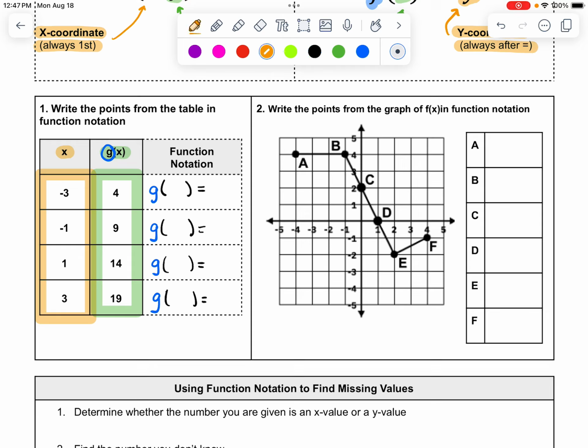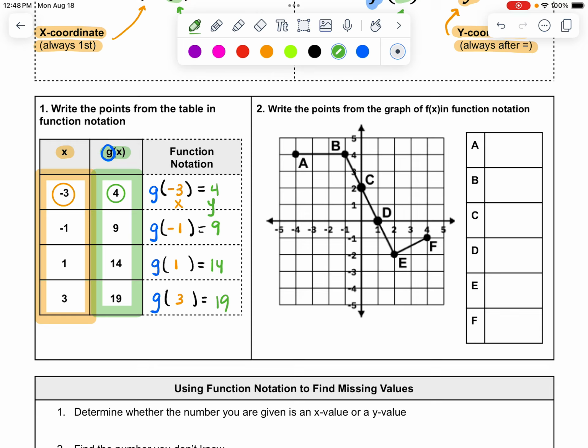Inside the parentheses, we put our x numbers. So since the x number of the first ordered pair is -3, it would go inside. -1, 1, and 3. And outside is where we put our y numbers. So after the equal sign, we put the 4, the 9, the 14, and the 19. Now this just again means that here's my x and here's my y, but we're just giving this relationship a name, this function a name called g.